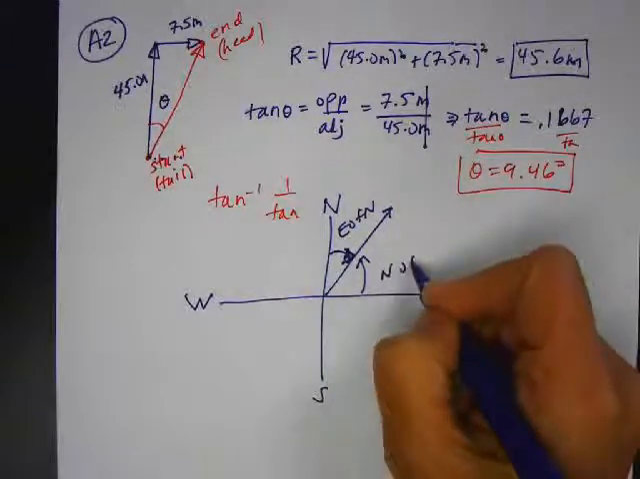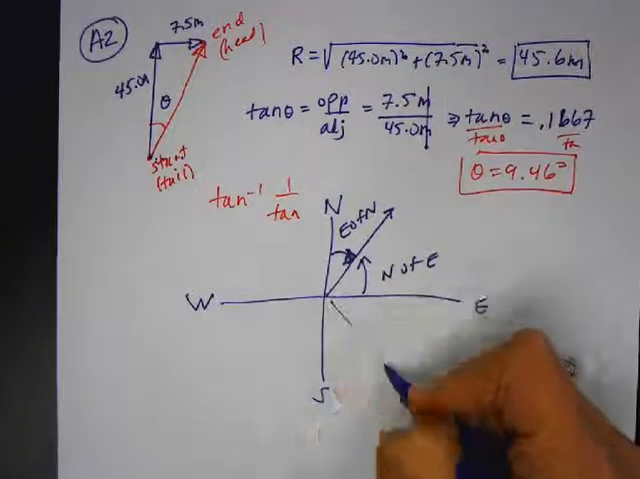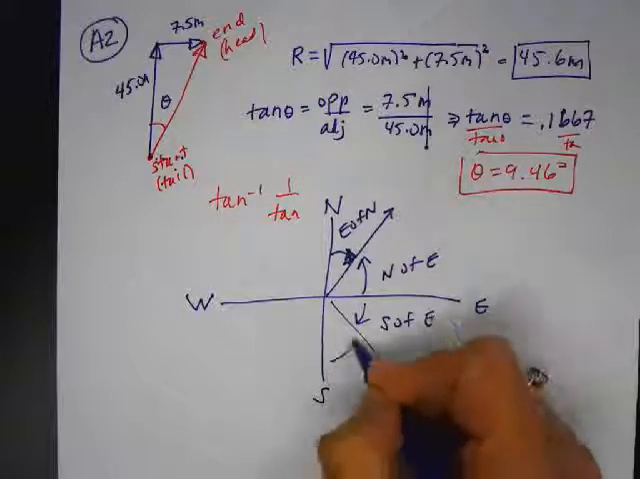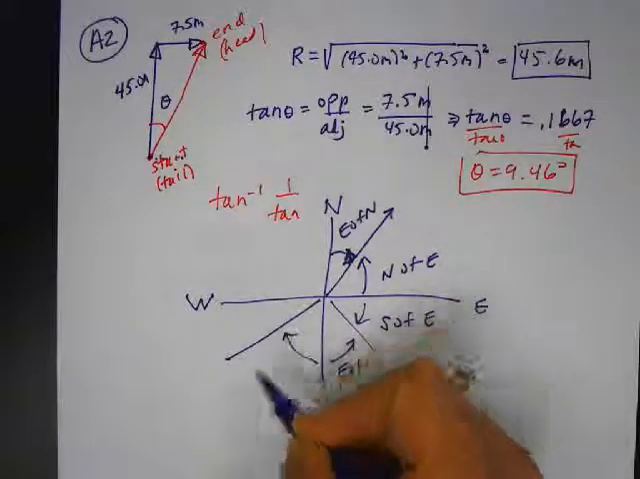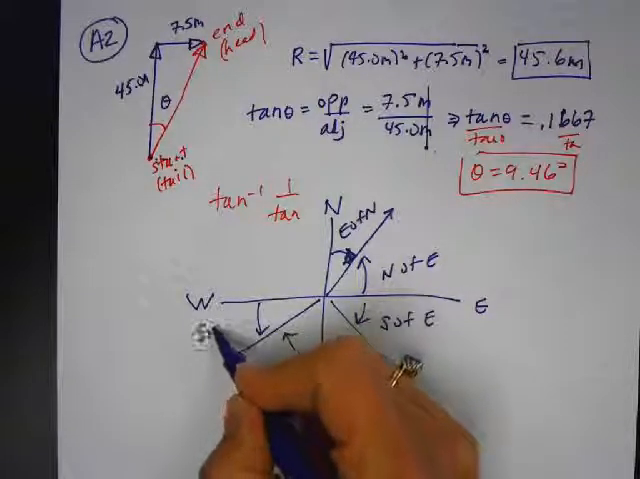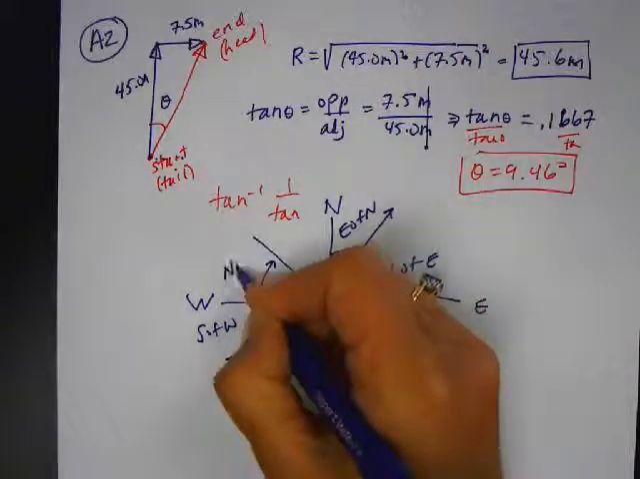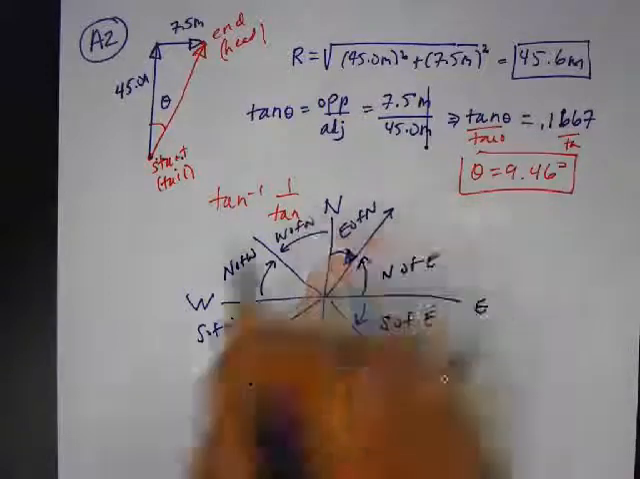This angle here is north of east. This angle here is south of east, and this angle here is east of south. This angle here is west of south. This angle here is south of west. This is north of west, and this is west of north.